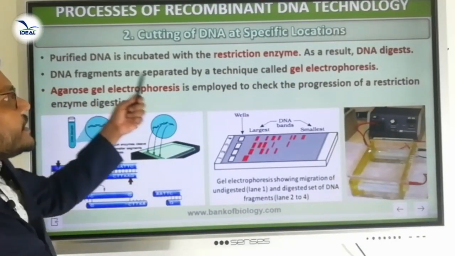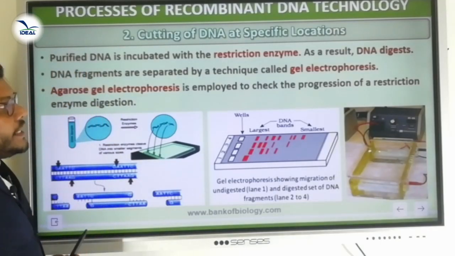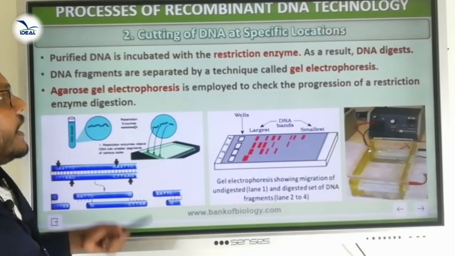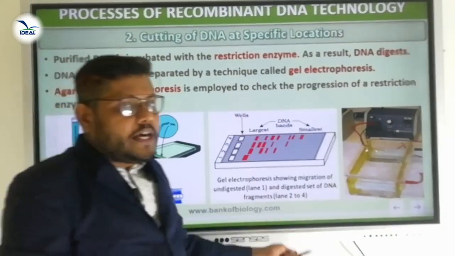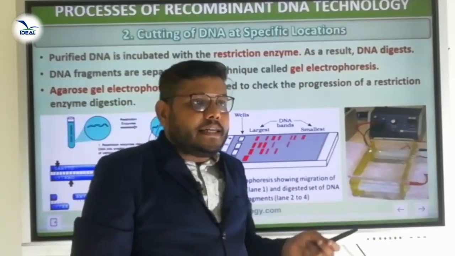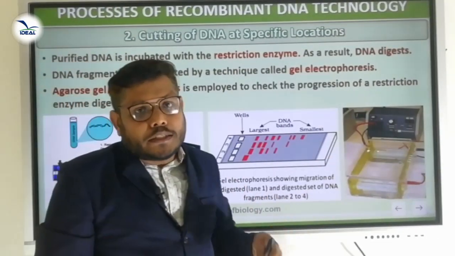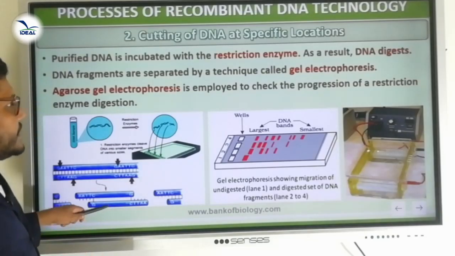The next step is cutting of DNA at specific locations. We already explained the cutting of DNA at specific locations by using the enzyme restriction enzyme. As a result, the DNA digests, the DNA fragments, are separated by the technique called gel electrophoresis. What is gel electrophoresis? It is the technique that separates the DNA fragments according to their size under the influence of an electric field. So in this way we can separate the DNA fragments.